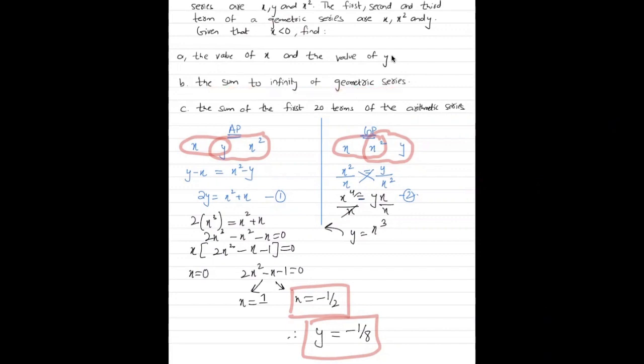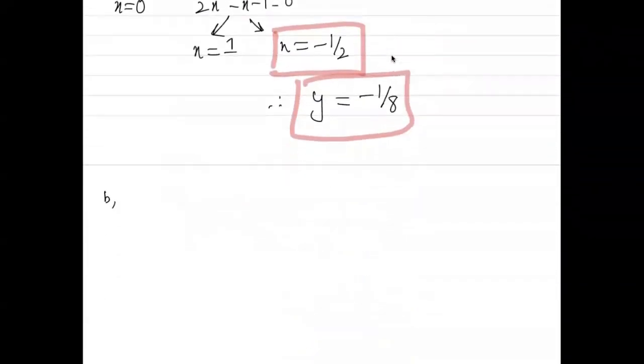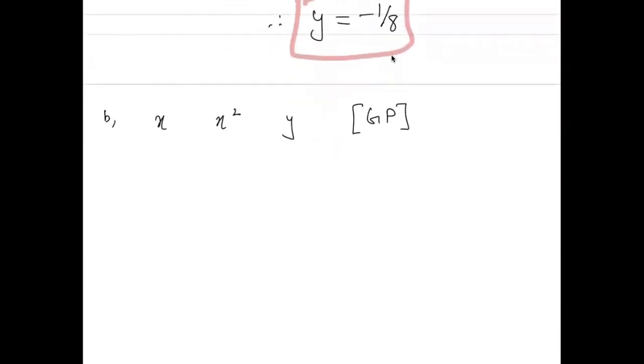So I'll do that on the next page. The sum to infinity for the geometric series. The geometric series was, the first term was x, the next term was x squared, and the next term was y. This is geometric progression. Now guys, we have the value for x. So x value was negative 1 upon 2. Would you agree that the next term is going to be 1 upon 4 and y value is negative 1 upon 8 and so on?